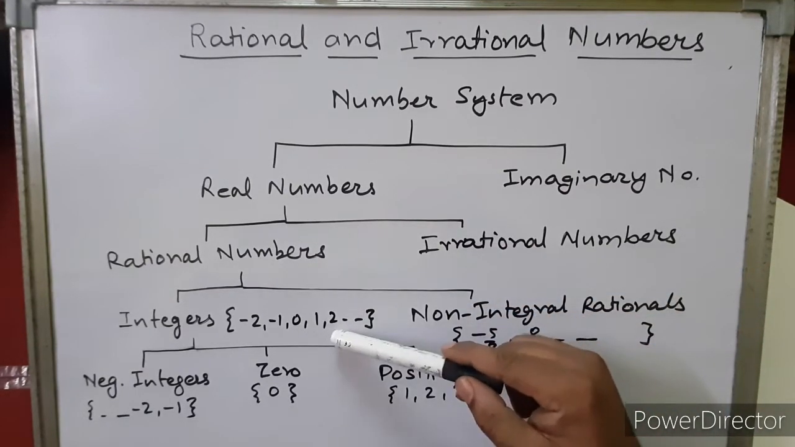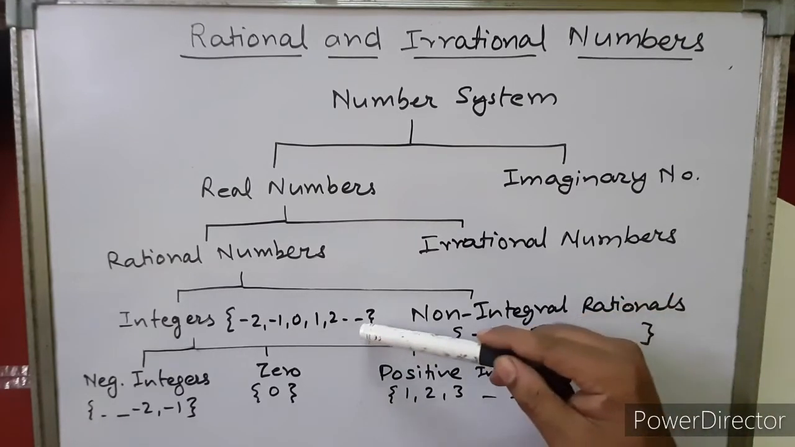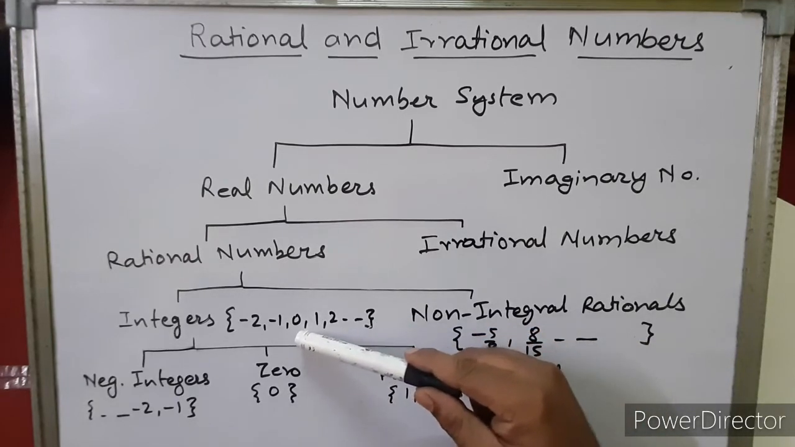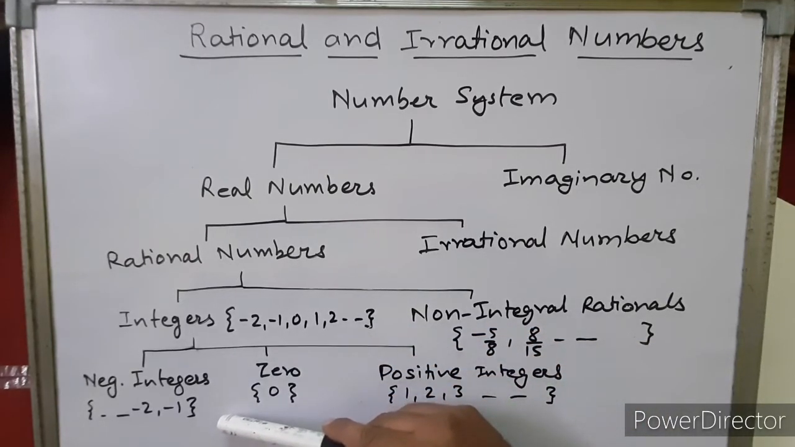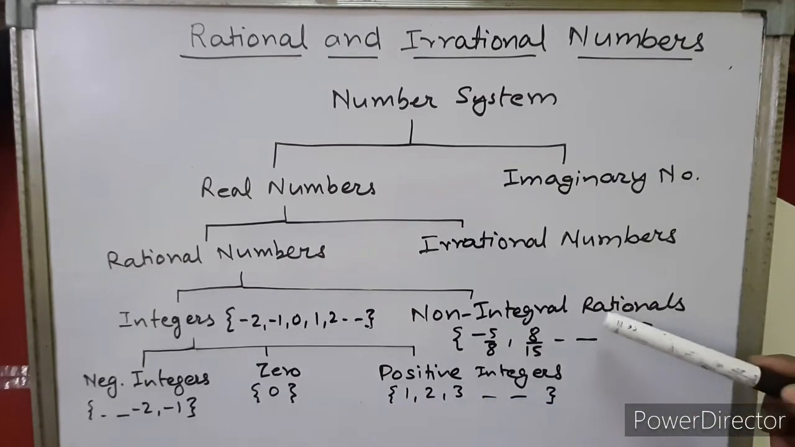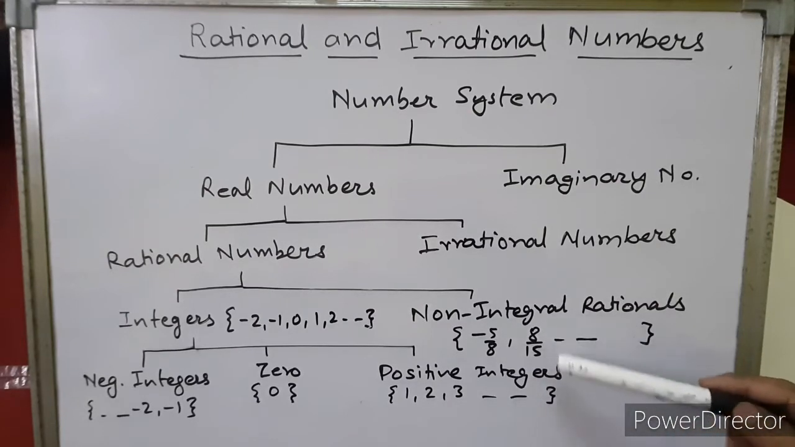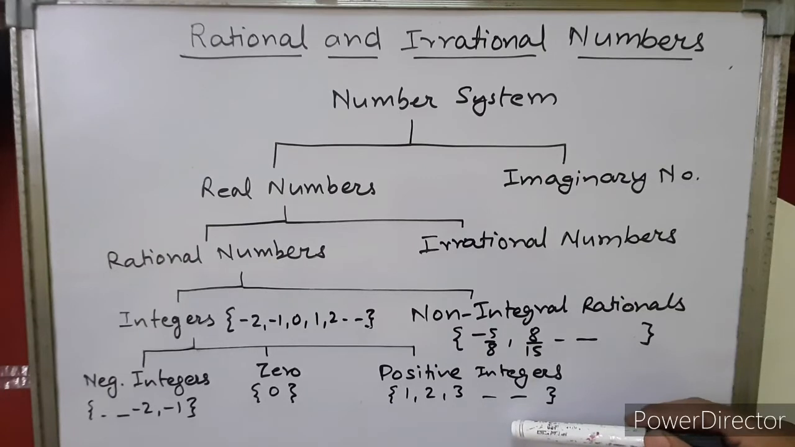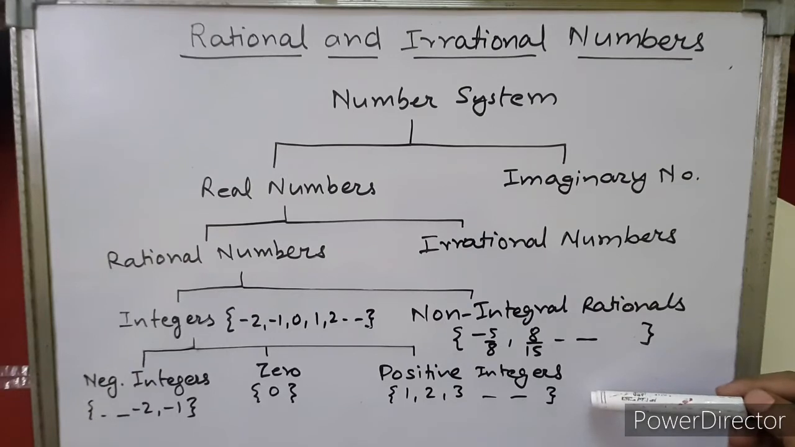Rational numbers are further divided into integers and non-integral rationals. Integers are the negative and positive numbers, including 0. So integers have three subcategories: negative integers, 0, and positive integers. Non-integral rationals are minus 5 by 8, 2 by 3, 8 by 15 and so on. Zero and positive integers are considered whole numbers, and positive integers we can define as natural numbers, a set of natural numbers. Note down please.